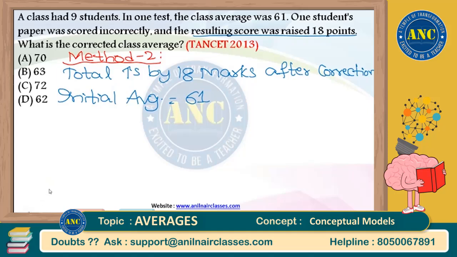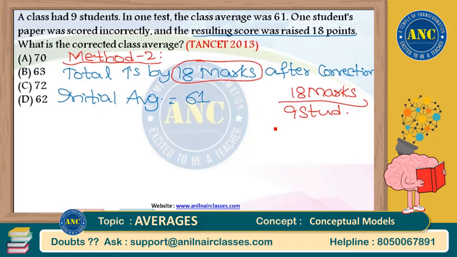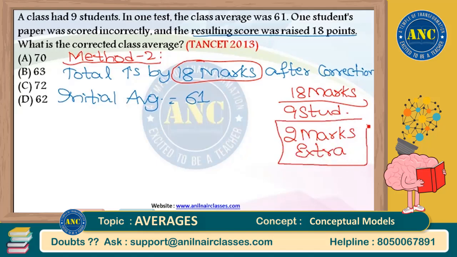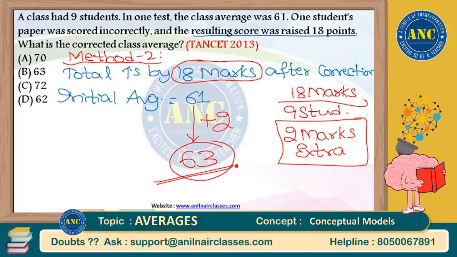Now there are 9 students in the class, and there are 18 marks extra in the class. This 18 marks which is extra is equally distributed among 9 students. If each of these 9 students gets 18 marks extra equally distributed, each student will get 2 marks extra. I believe that it is clear. Every student's marks increase by 2. If each student's marks increase by 2, average will also increase by 2. Earlier it was 61. Finally now it will become 63.